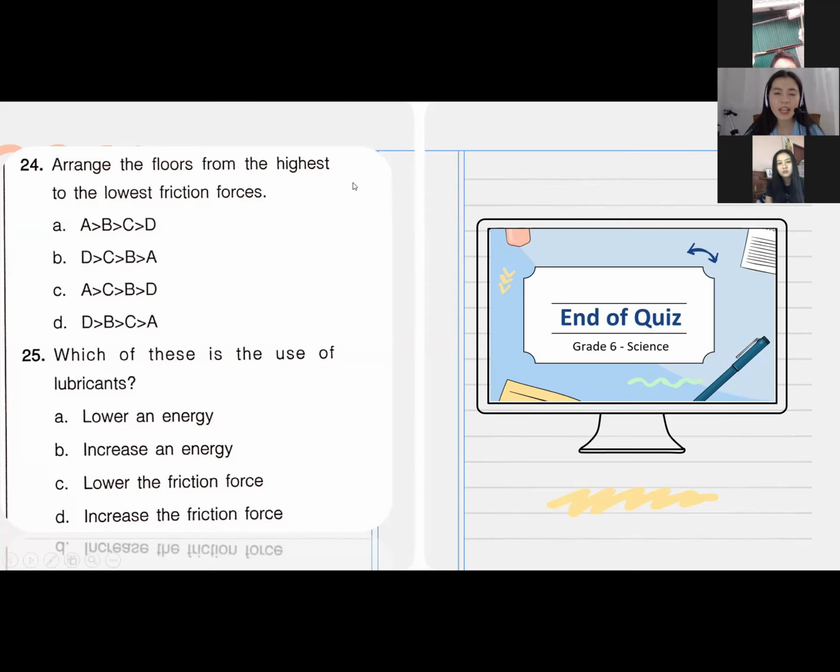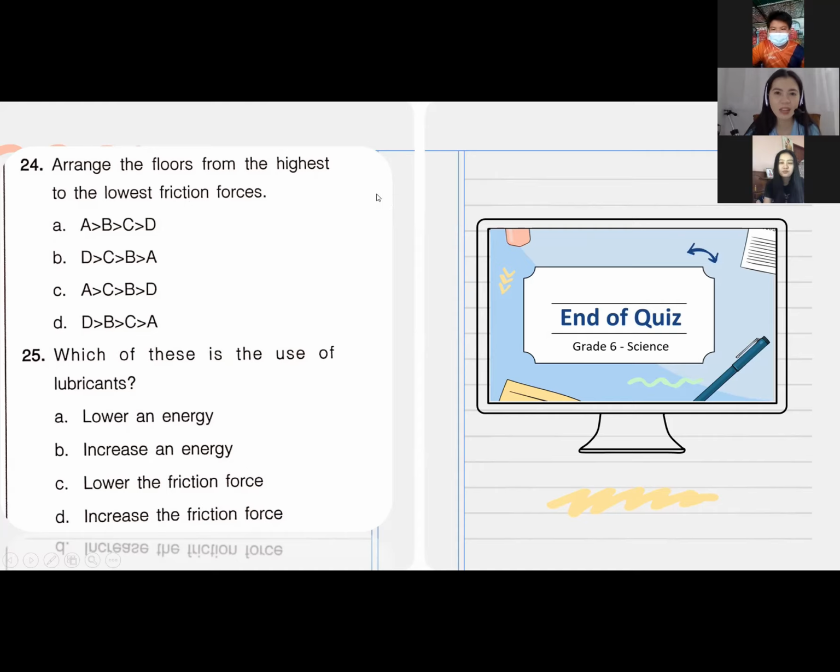What I explained a while ago is the lowest friction force. Okay, so Nat is correct. Nat just said that it's floor A, which has traveled a 2-meter distance. I'm sorry. Thank you, Nat. Thank you, teacher.